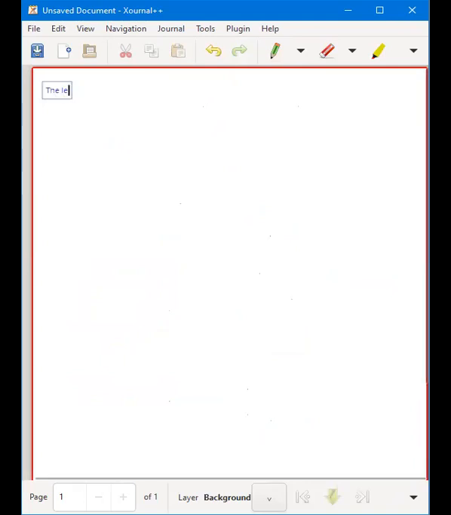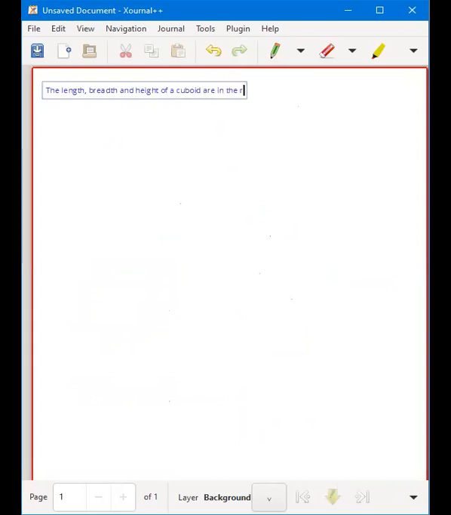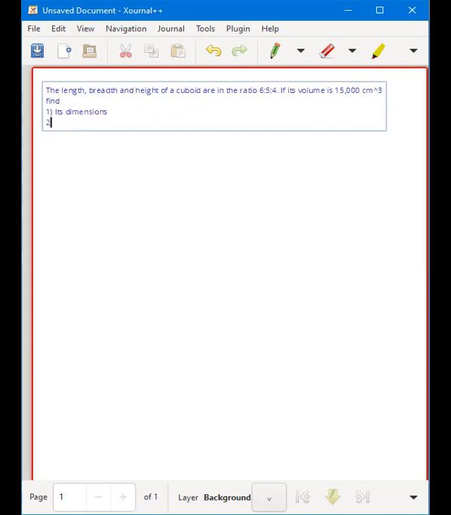Okay, everyone do this one. The length, breadth, and height of a cuboid are in the ratio 6:5:4. If its volume is 15,000 centimeter cubed, find 1, its dimensions, and 2, its surface area. Quickly do this.